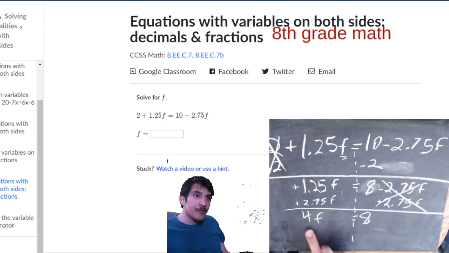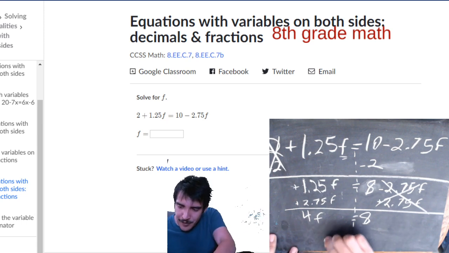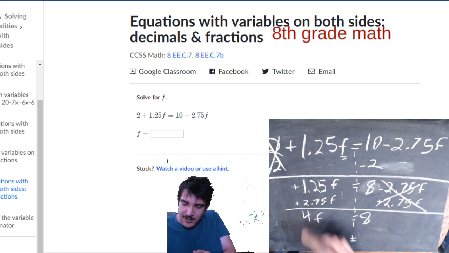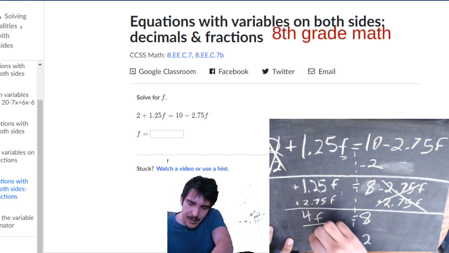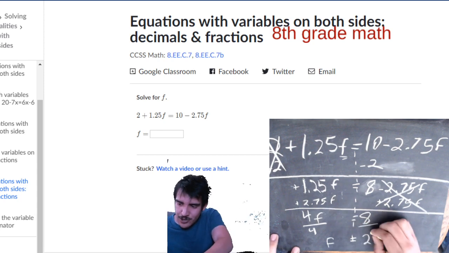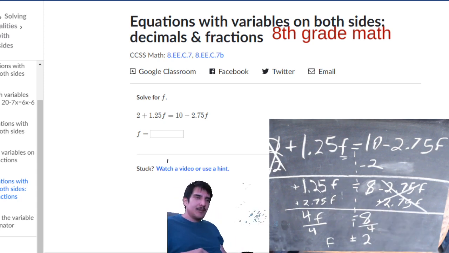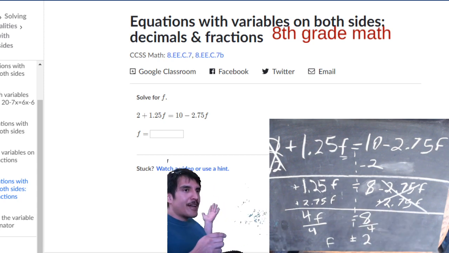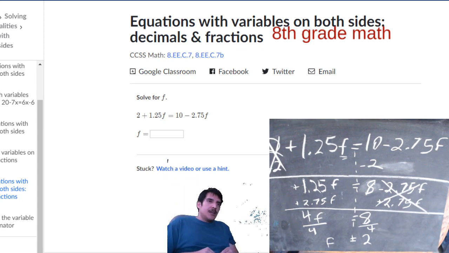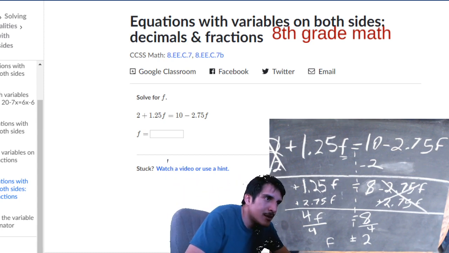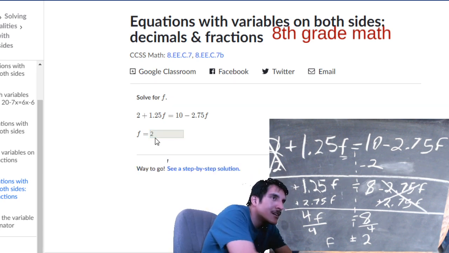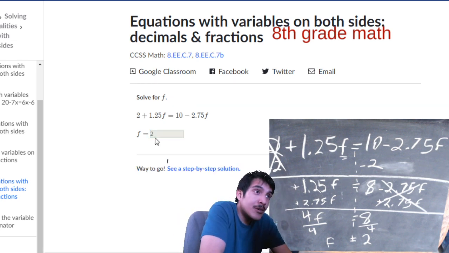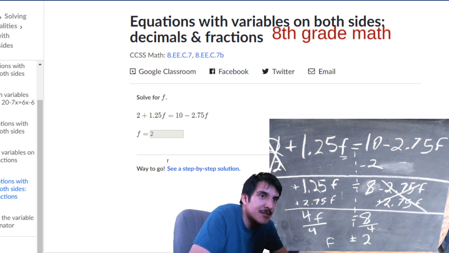By this point, you probably know 4 times what equals 8. Well, you know 4 times 2 equals 8. So you know f equals 2. Now, I'm not going to be lazy. I'm going to show my algebra step, which is we divided by 4 on each side. So f equals 2. We get a whole number answer. Isn't that kind of nice? One more. Oh my goodness. Next question. Let's do it.